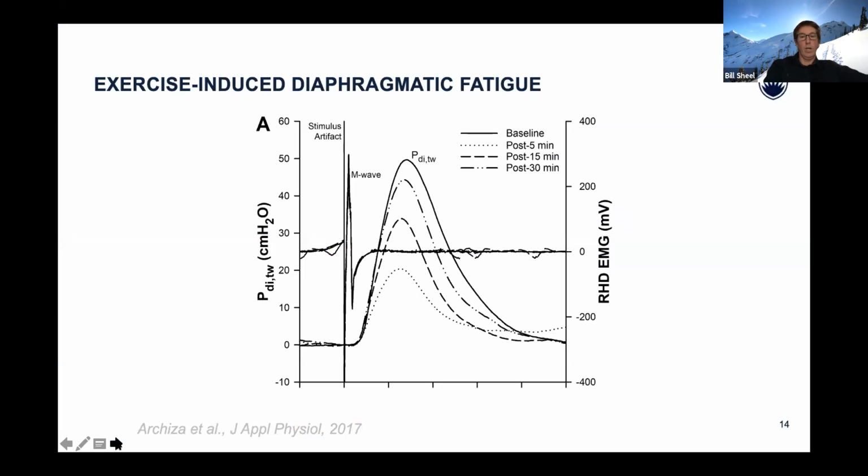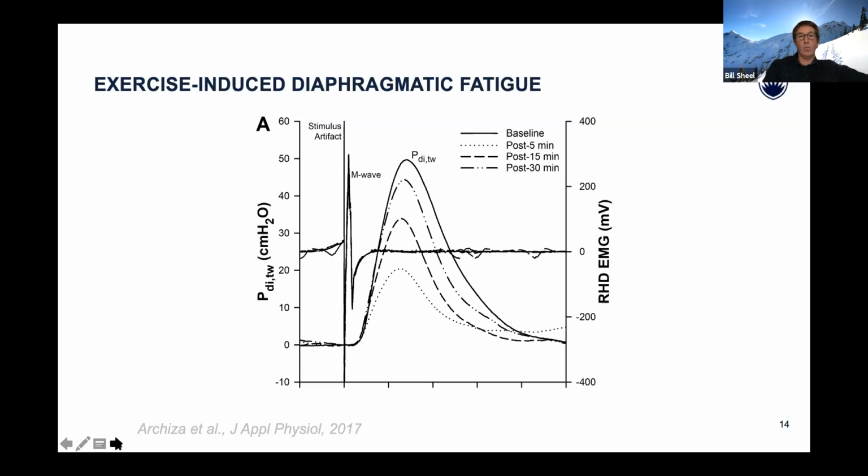And so shown is PDI twitch on the first y-axis. The right-hand axis is the right hemidiaphragm EMG. We want to measure the M wave in this instance, just to make sure that's relatively the same under both conditions. That gives us some confidence that we're stimulating the muscle the same way. And so the PDI twitch, the largest spike at the top, that is the baseline value.